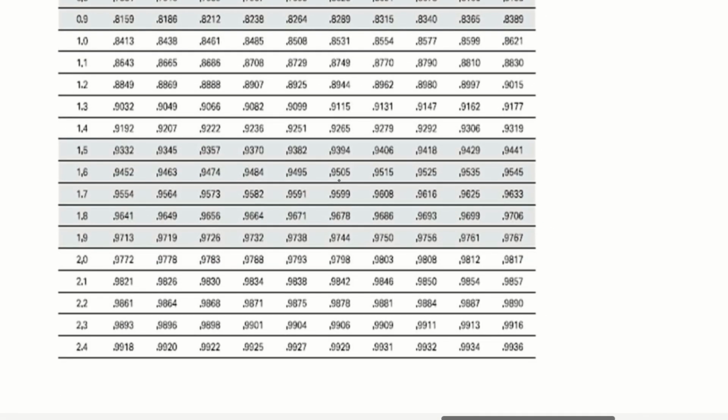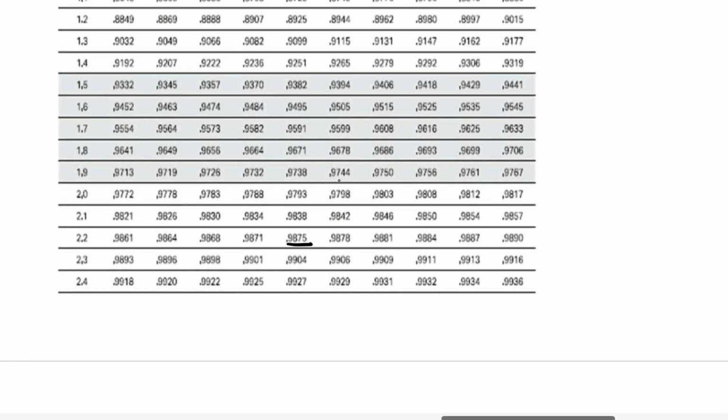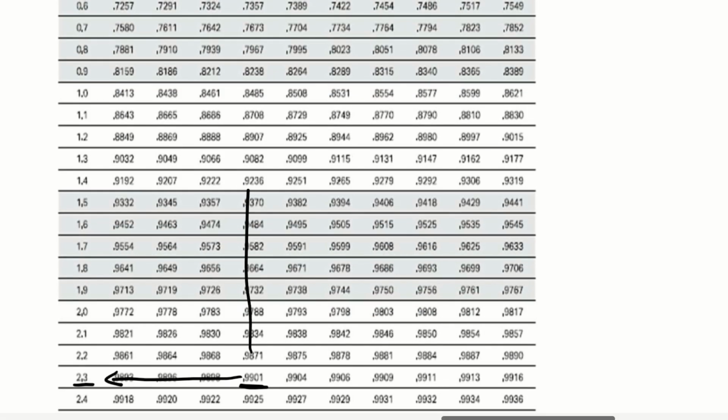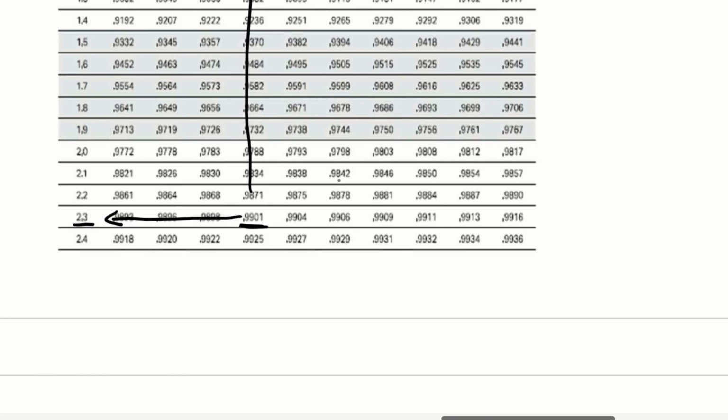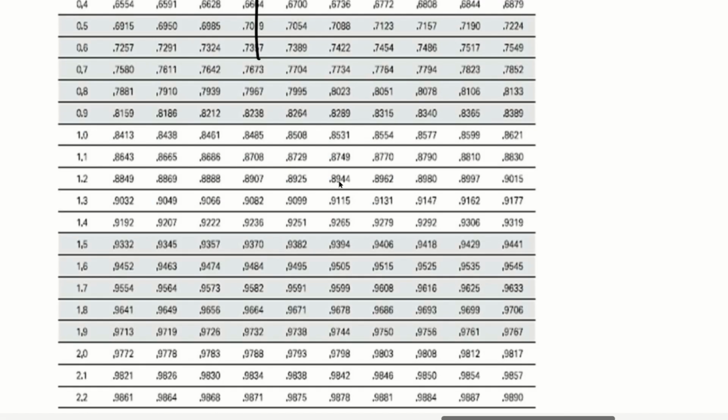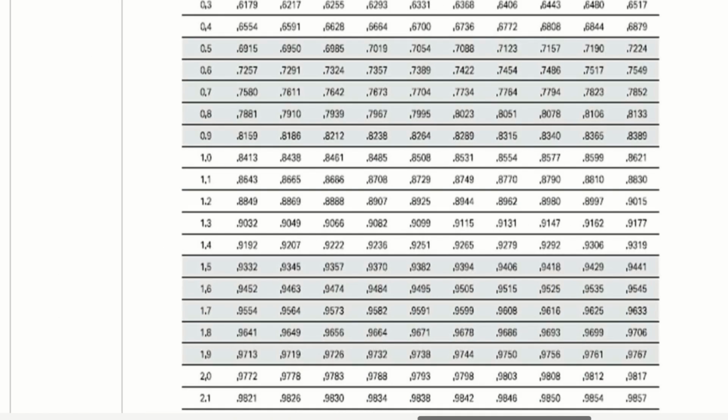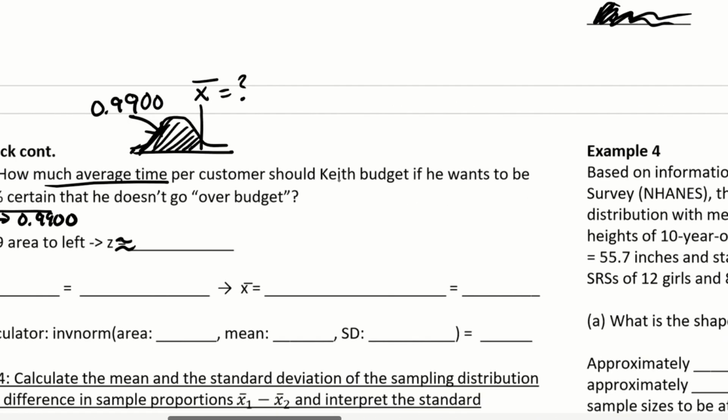So 0.9900, that's 0.9875, so we're getting closer, we're getting warmer. 0.9898, 0.9901, so that looks to be the closest, guys, right there. 0.9901, 0.9898. So this looks to be the closest. What's the z-score for that? It's 2.3, continue that over, 2.33. So my z-score is 2.33. That's the closest z-score, approximately.